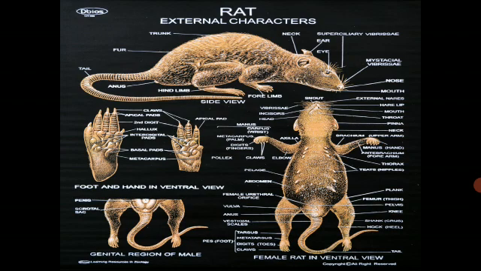Then see here, on the top of the head, small sized, rounded, movable external ears are there. We call them the external pinna.